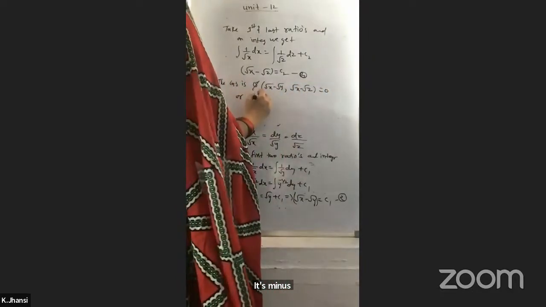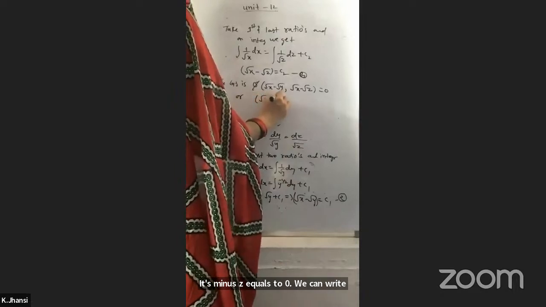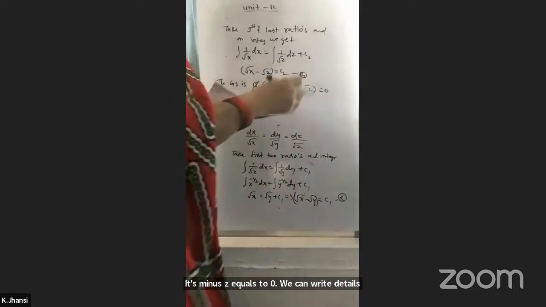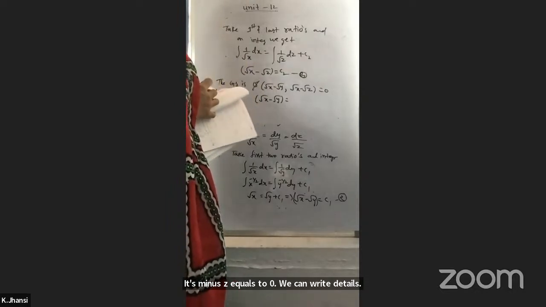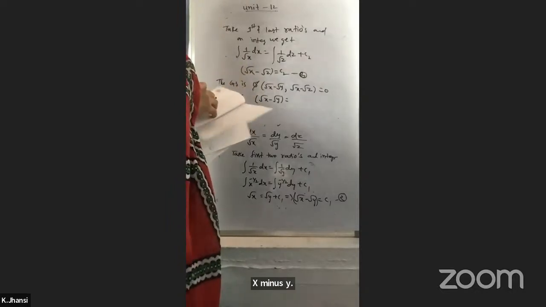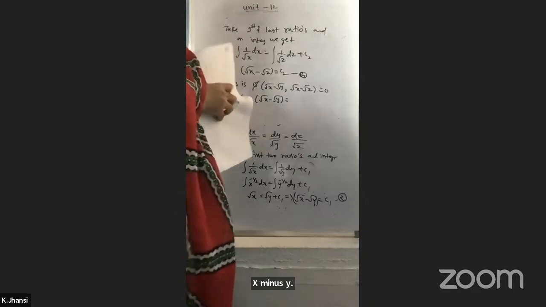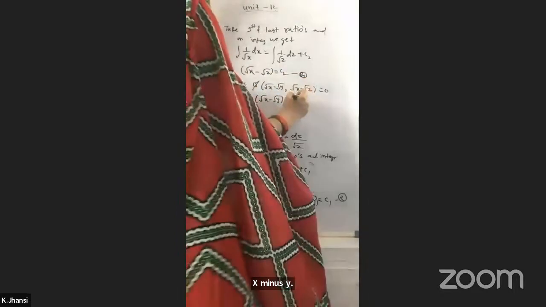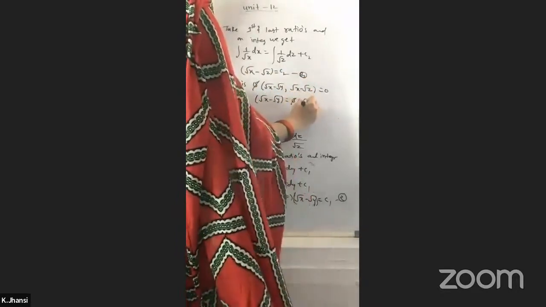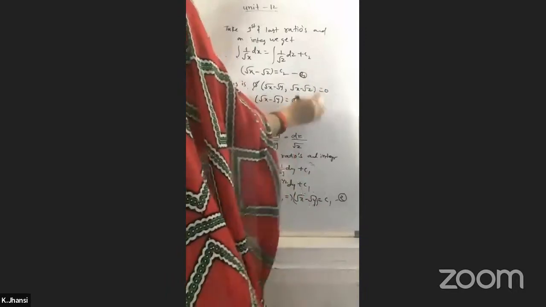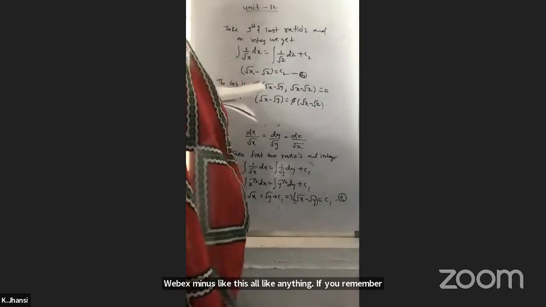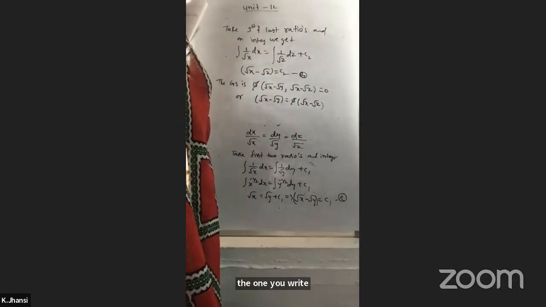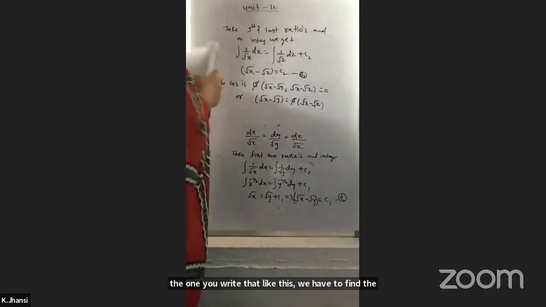Or we can write it as root x minus root y equals, one more form will be there, equals phi of this one, root x minus root z. Like this or like this, anything. If you remember the above one, you write that solution. If you remember the down one, you can write that one. Like this, you have to find by Lagrange's method.